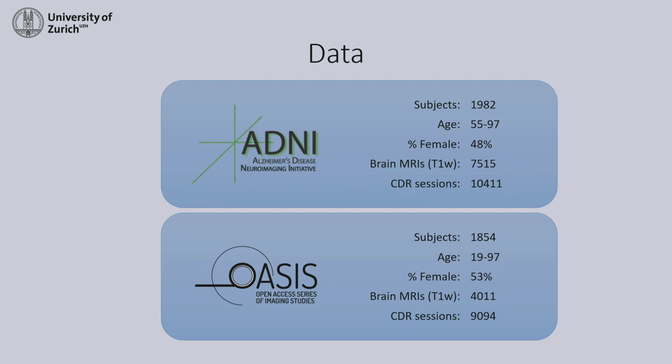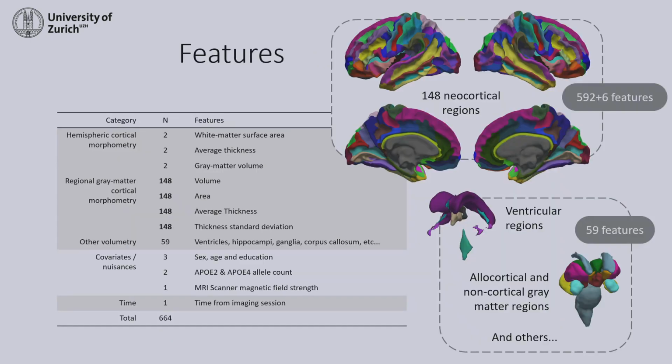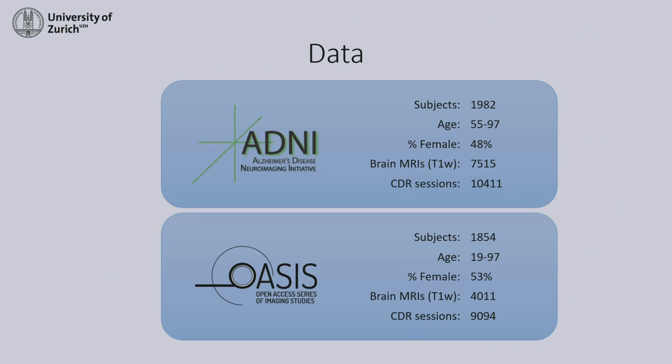EDNI is tailored for Alzheimer's research. OASIS is broader, and has fewer people with dementia. We have MRIs from all these people, and they are longitudinal, so we have multiple MRIs for most of them, and a collection of more than 10,000 brain MRIs here. We also have a collection of almost 20,000 CDR sessions from the same subjects.